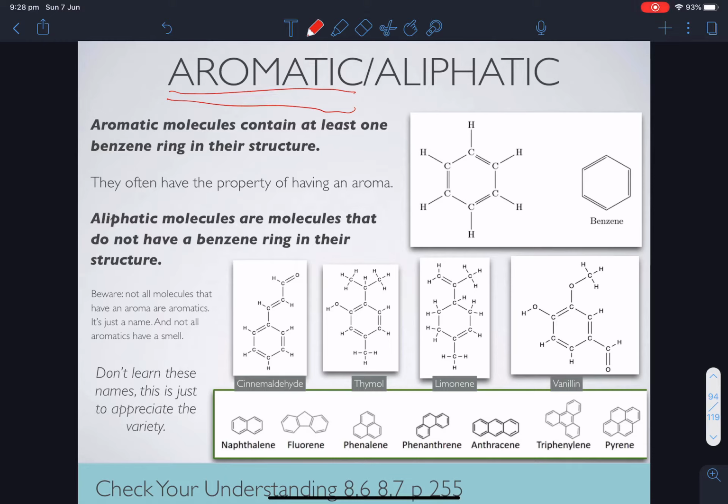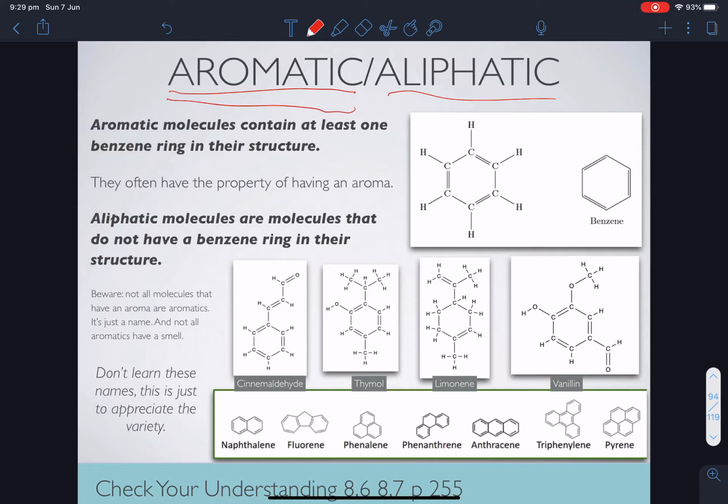Now the opposite of aromatic is aliphatic, and so aliphatic molecules do not have a benzene ring in their structure. So we don't often use the word aliphatic. We only use the word aliphatic if we're talking a lot about benzene rings, and suddenly we're mentioning something that doesn't have it. We might pull that word out. Hopefully not to sound fancy and smart.